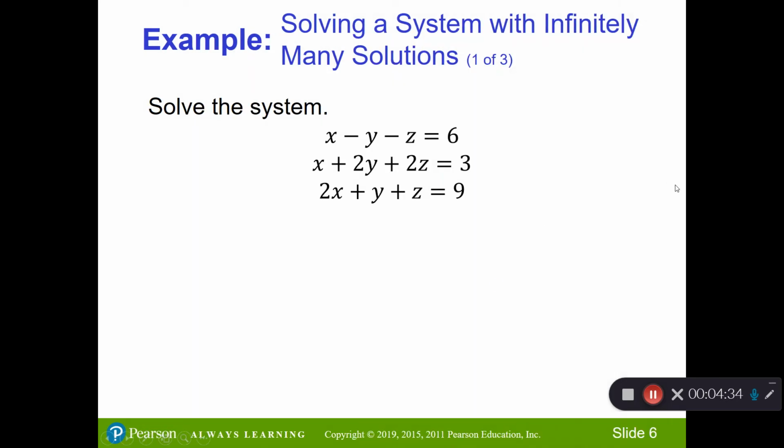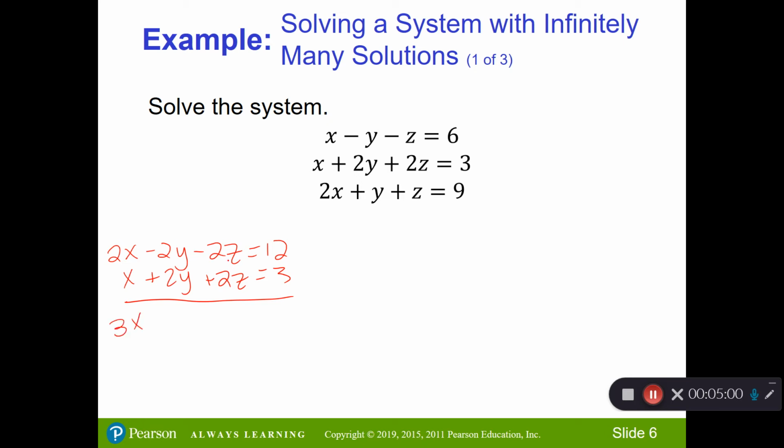All right, now let's solve this system. So again, I can do substitution or elimination. I'll multiply the top equation through by 2 and add it to the bottom to eliminate the y's. So if I'm multiplying this top equation by 2, I'd have 2x minus 2y minus 2z equals 12. Add it to the bottom. X plus 2y plus 2z equals 3.